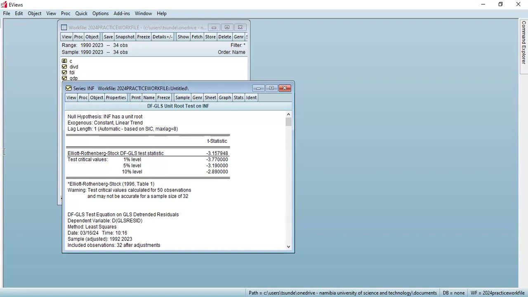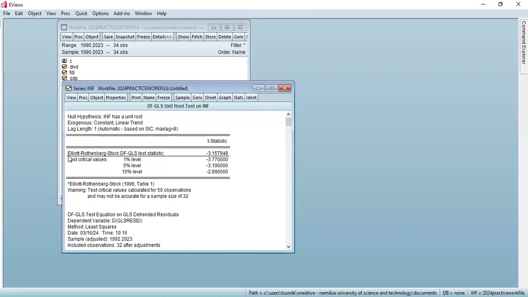So what this means is there is no need for us to repeat the test in first differences because the variable is already stationary in levels. So we can't go any further. It means if we were to use this variable in a regression equation, we would have to use it as it is because it will help us produce good results.